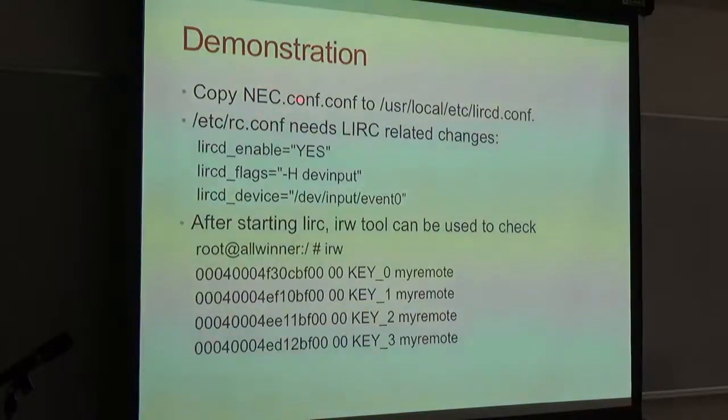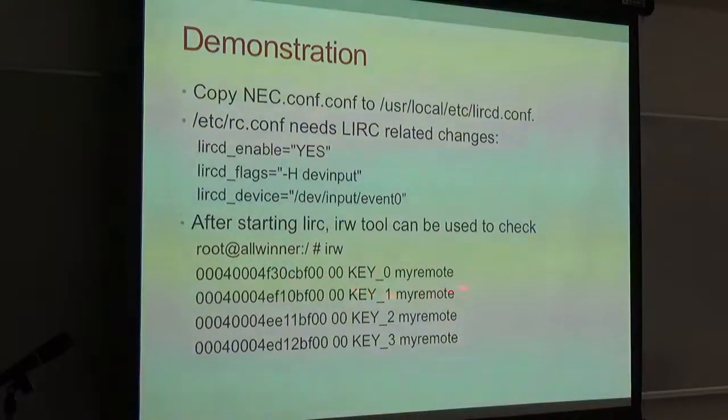Later we have to copy this config to the real location. The real location is here, USR local etc lircd.conf. And then of course it needs those lines in order to start LIRC at boot time. We will need to specify what event node we are going to use. So after starting LIRC, we can check by using this command whether it works or not.